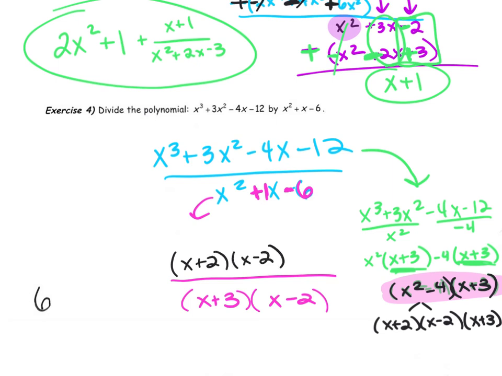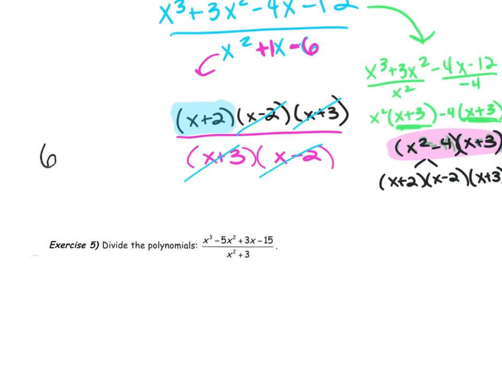Granted, the whole point of today's lesson is long division, but I'm just showing you that if you were really stuck, this is another way you could have done it. And then we would see the x minus 2's cancel, the x plus 3's cancel, and would you look at what we're left with? X plus 2, which was what our answer was before. All right, so just another way to show you how to do this.